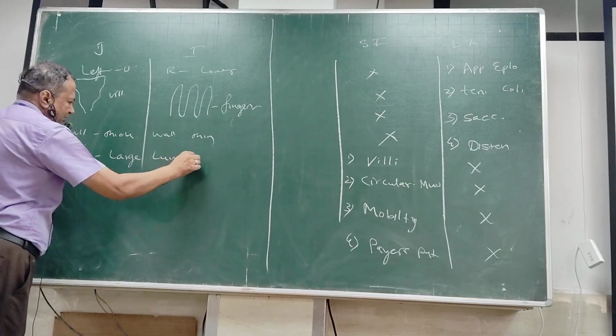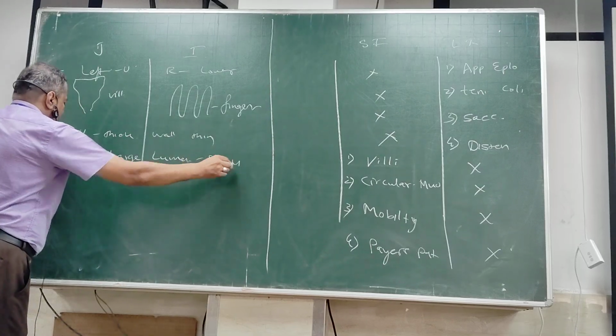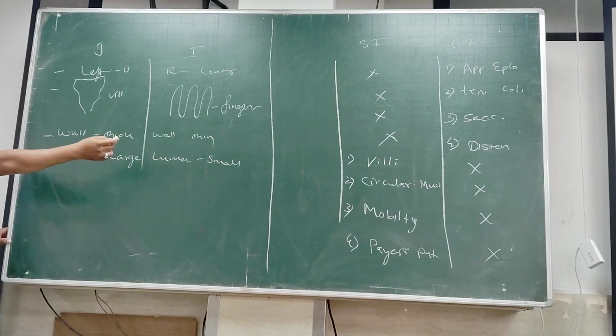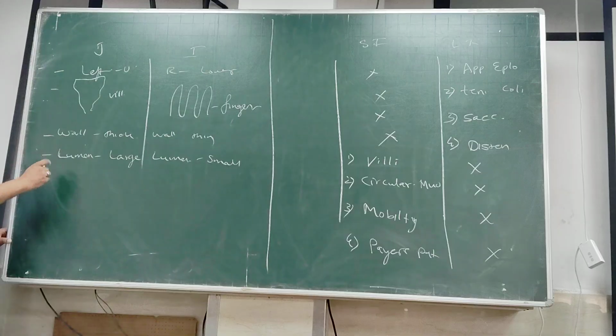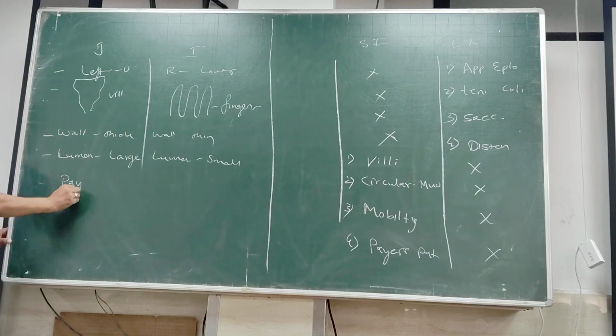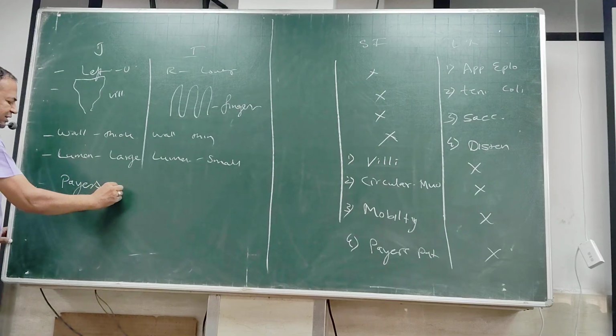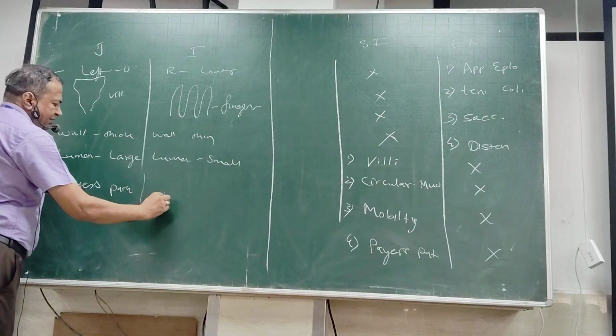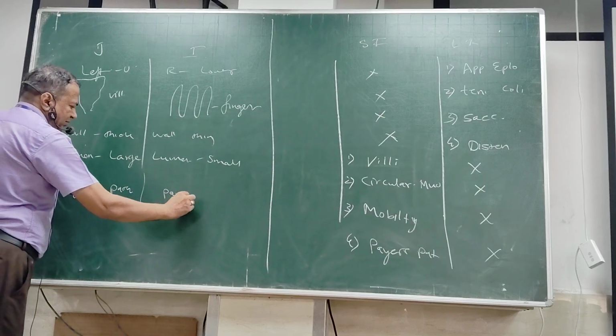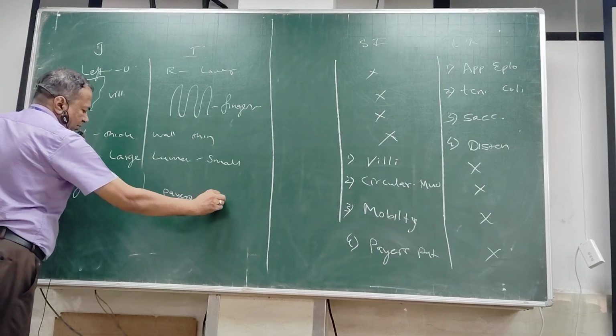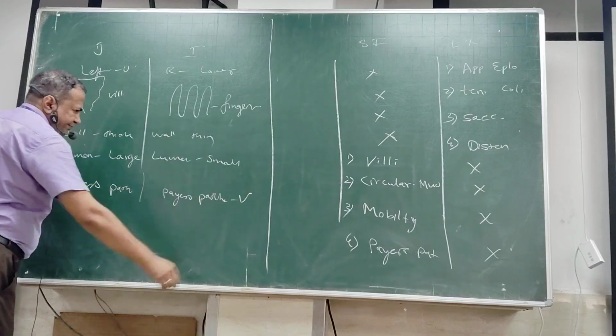So this lumen is small. Then solitary lymphatic patches are present at both the places, but Peyer's patches are absent here. Peyer's patches are absent here. Peyer's patches are present.